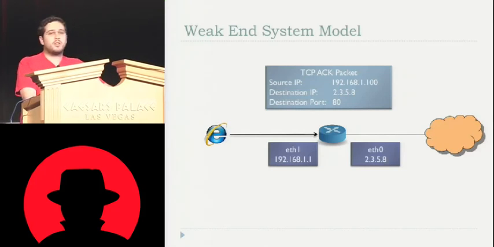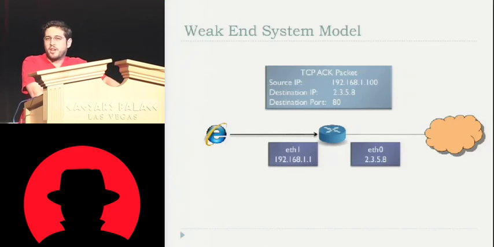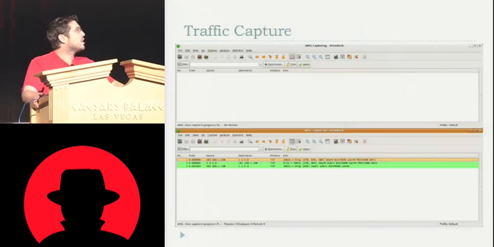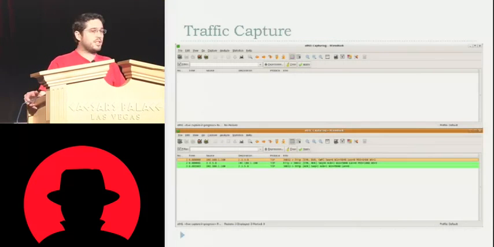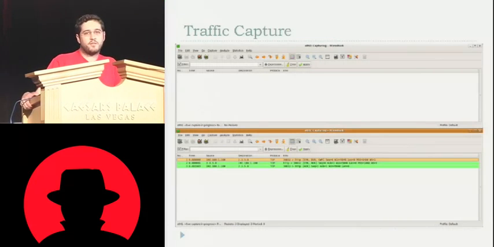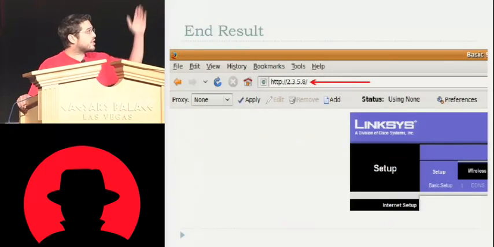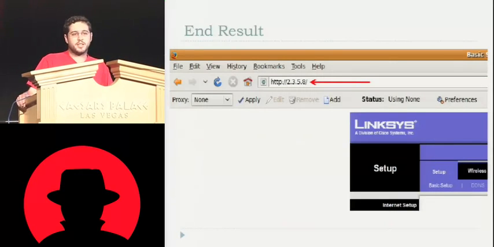So, oh, wait a minute. What happened to that firewall rule? Remember, we had a firewall rule that says block everything on ETH0, right? Well, if you take a look at the traffic, the top window is ETH0 and the bottom window is ETH1. No traffic ever went over ETH0. The weak end system model logic happens pre-routing. So everything gets accepted and processed on the internal interface. So that firewall rule that we had that says block everything on ETH0 does nothing because there's no traffic on ETH0. So ultimately, an internal client can punch in the public IP and get the web interface.